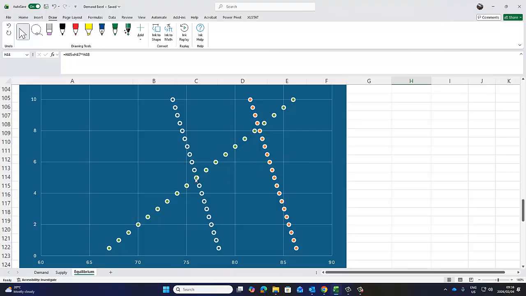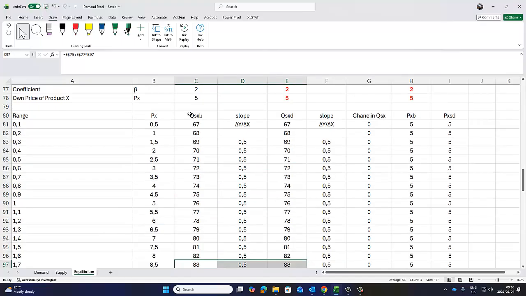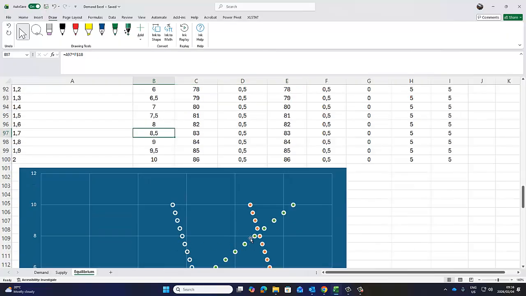What happens to equilibrium? The price now? Price increase from the 5 to the 8 Rand. Quantity demand increase from 76 to, what's it, 83, 84, 83. There we go. There's the price is the same. The supply is the same, 83 at 8.5. Nope, it doesn't make sense at 10. 10. Yeah, there we go. Yeah, that's 8 Rand. It is 82 and 82.